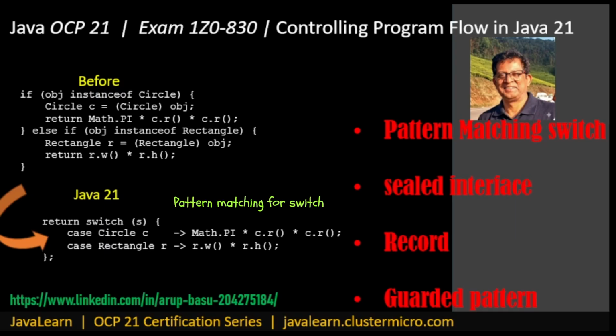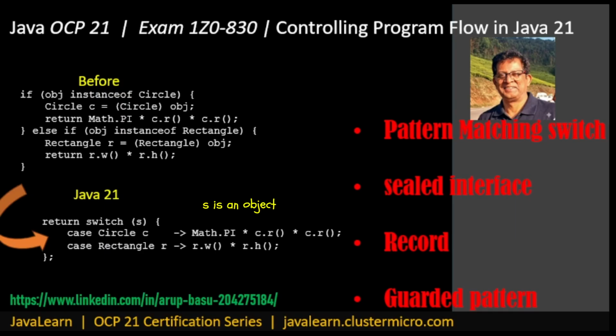So this syntax collapses the check, cast and logic into a single elegant line. So return switch (s). Instead of just switching on integers or strings, Java now lets you switch on objects. We have to understand that carefully. Okay, so switch (s), right? So here s is an object. So then we have case Circle c -> Math.PI * c.r * c.r.